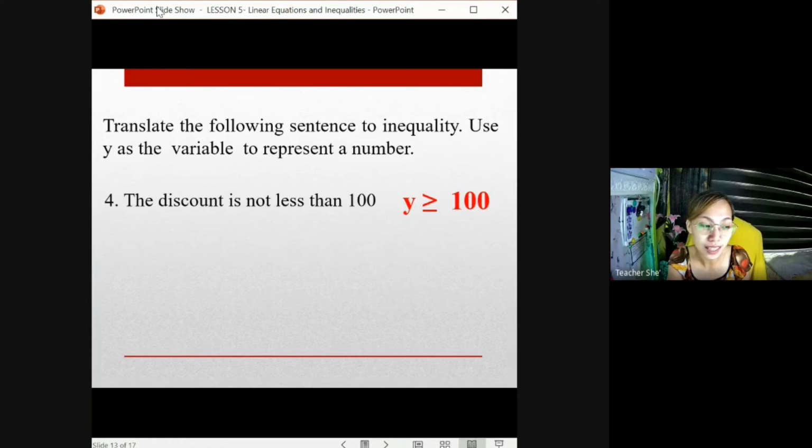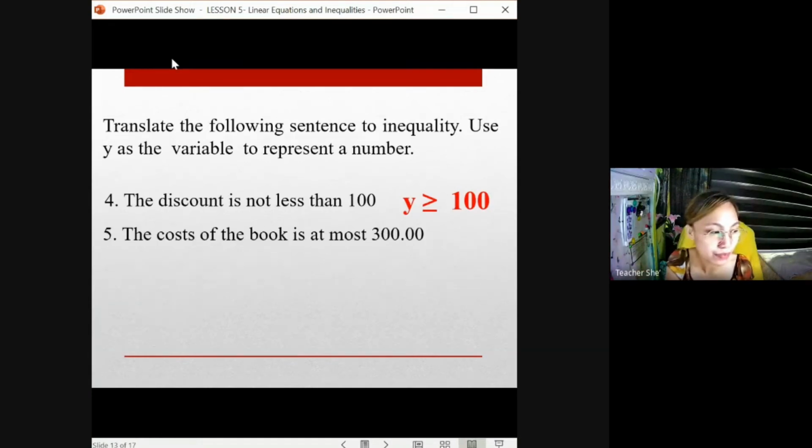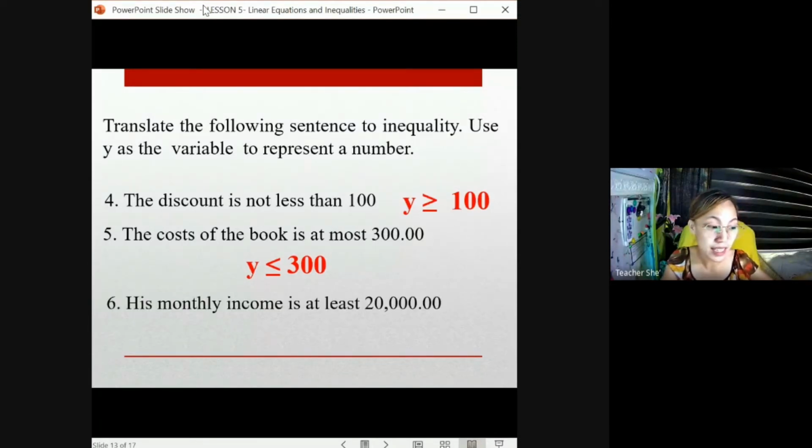Included po yung 100. So number 5, the cost of the book is at most 300. The correct answer po is y is less than or equal to 300 pesos. Number 6, his monthly income is at least 20,000. Correct answer for number 6 is y is greater than or equal to 20,000.